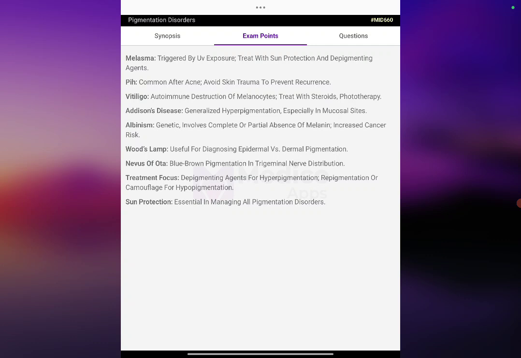Wood's lamp: useful for diagnosing epidermal versus dermal pigmentation. Nevus of Ota: blue-brown pigmentation in the trigeminal nerve distribution. Treatment focus: depigmenting agents for hyperpigmentation, repigmentation or camouflage for hypopigmentation. Sun protection is essential in managing all pigmentation disorders.